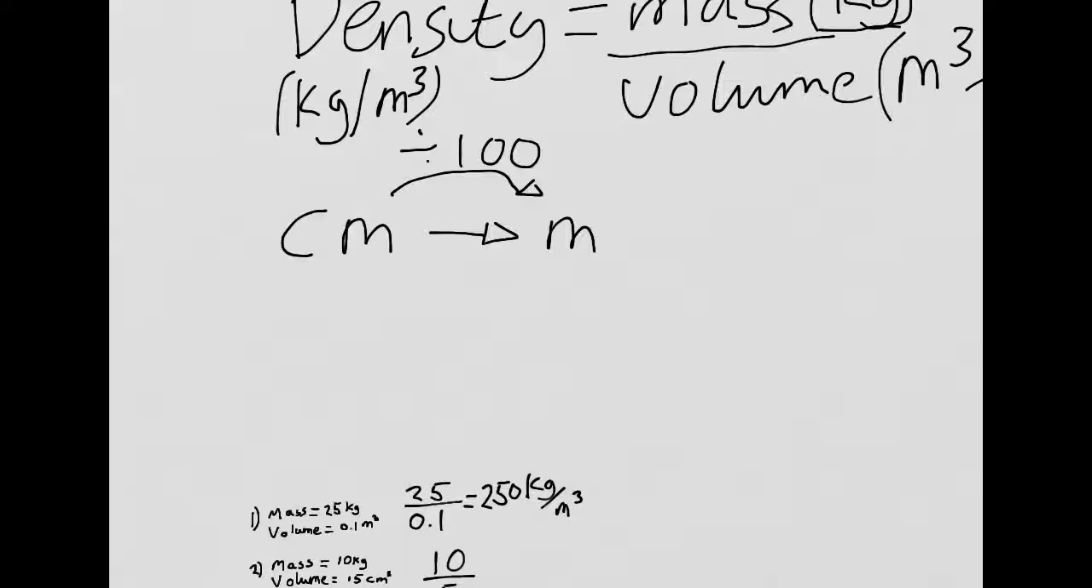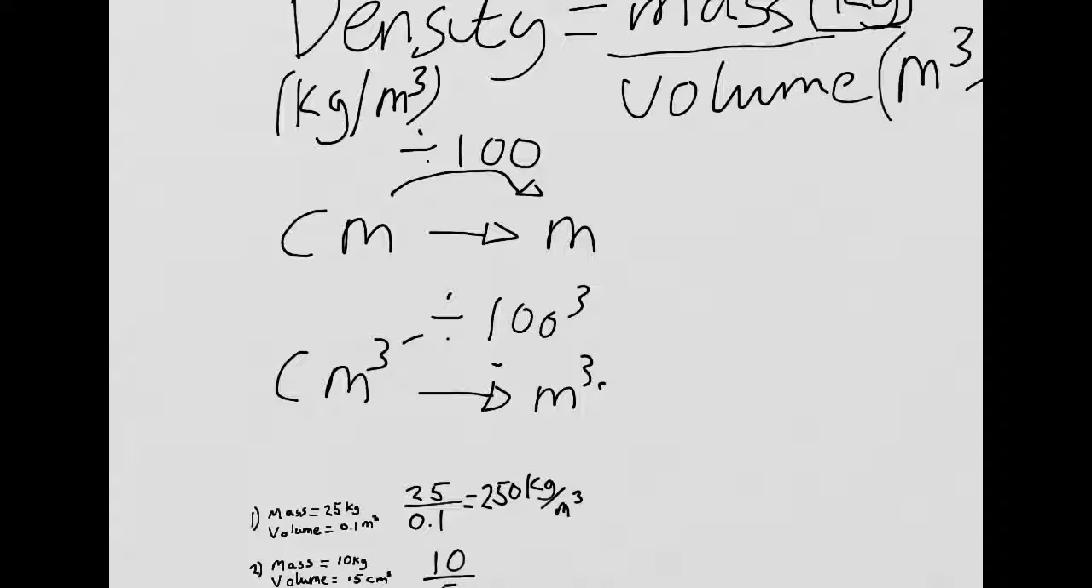But it's slightly different if you're going to do centimeters cubed to meters cubed, because cubed is timesing it by itself 3 times. So centimeters cubed to meters cubed is just a case of dividing by 100 cubed. Okay, and that's how you get from centimeters cubed to meters cubed.